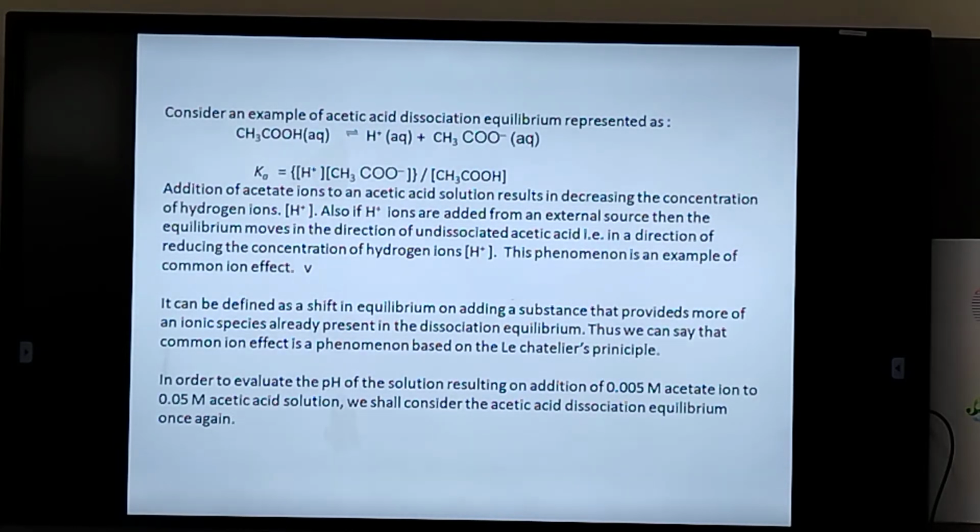In order to evaluate the pH of the solution resulting on addition of 0.005 molar acetate ions to 0.05 molar acetic acid solution, we shall consider the acetic acid dissociation equilibrium once again.